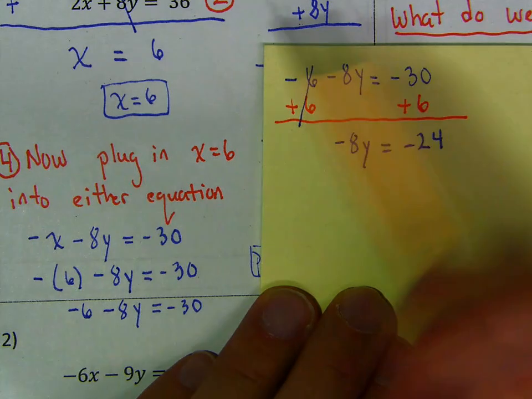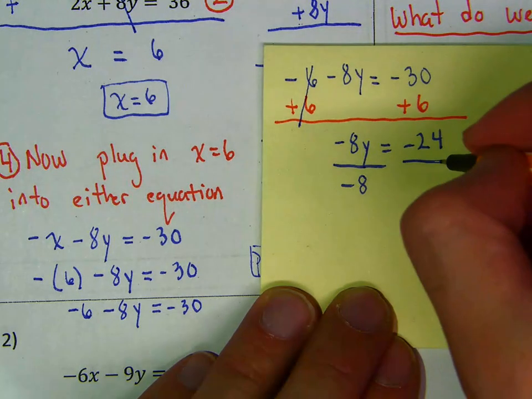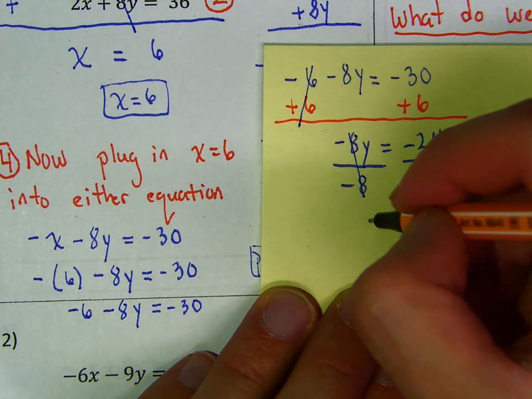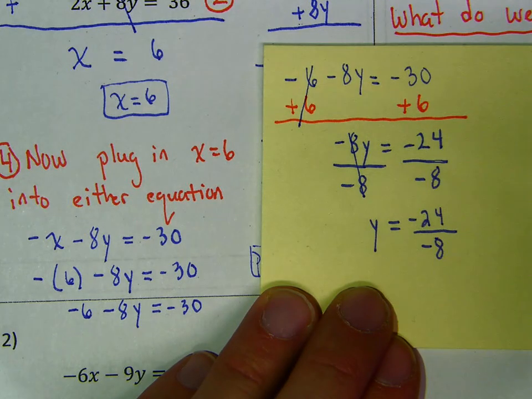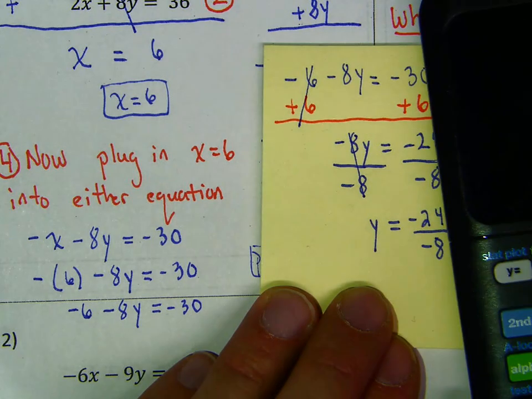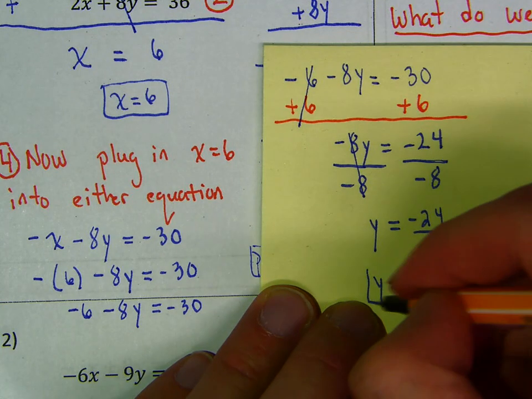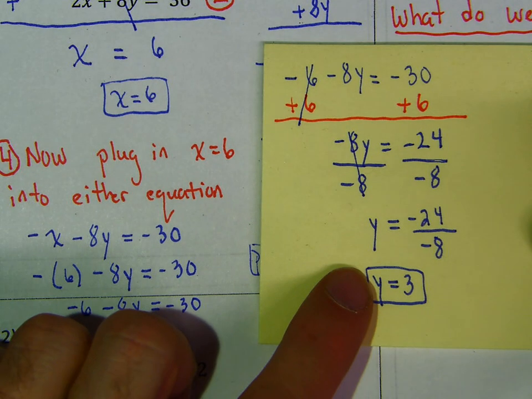Then, from here, what do you think you do? Divide both sides by negative 8. So now this cancels, and y is equal to negative 24 divided by negative 8. You could use the calculator if you like, but if you do this, y is equal to 3. And then bam! This is our system of equations, right? So notice that x is equal to 6 and y is equal to 3.